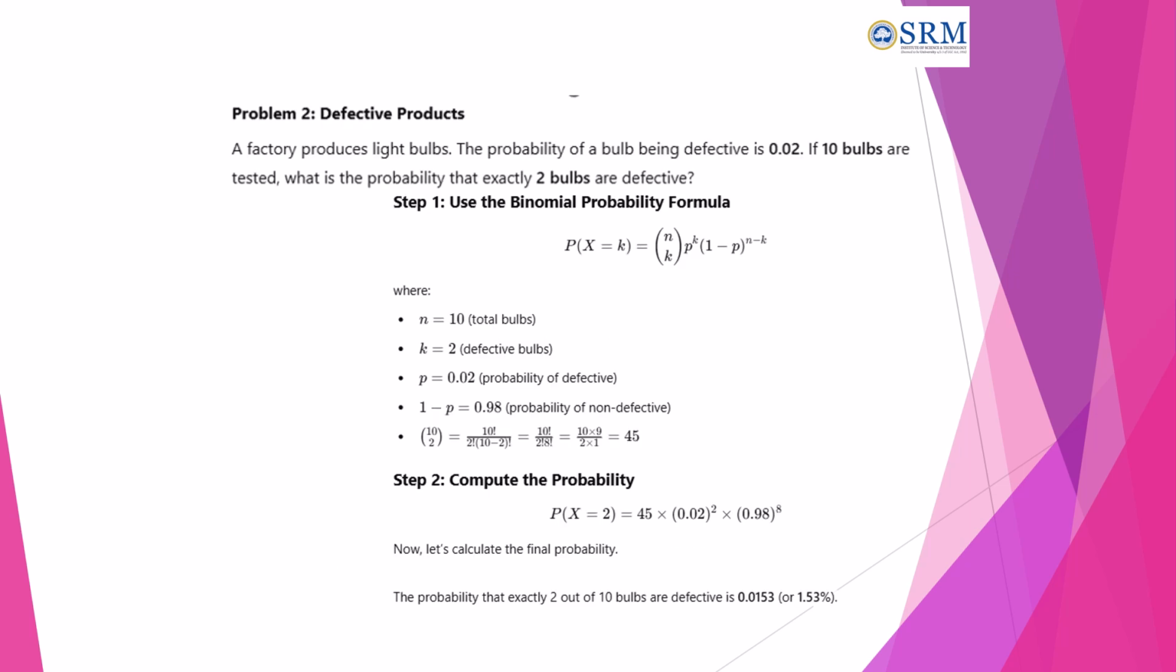In a factory that makes light bulbs, there is a small chance, 2%, that any bulb could be defective. Now, if we test 10 bulbs, we want to know the chance that exactly 2 of them are defective. We use the binomial distribution formula to find this. First, we calculate how many ways we can choose 2 defective bulbs out of 10, which is 45 ways. Then we multiply this by the chance of 2 bulbs being defective and the other 8 being good. When we do the math, the chance comes out to about 1.53%. So there is a small but real chance that exactly 2 bulbs are defective in a group of 10.